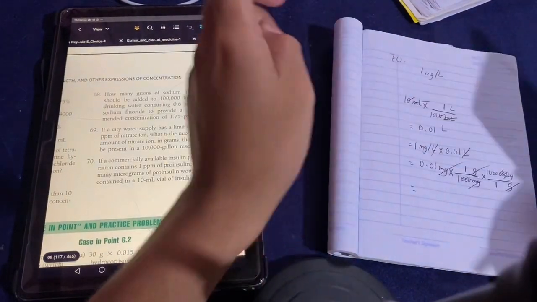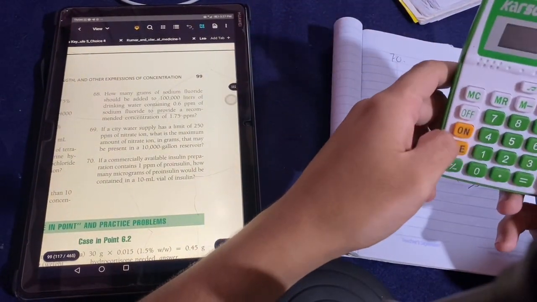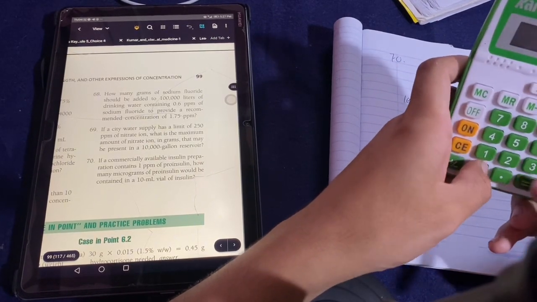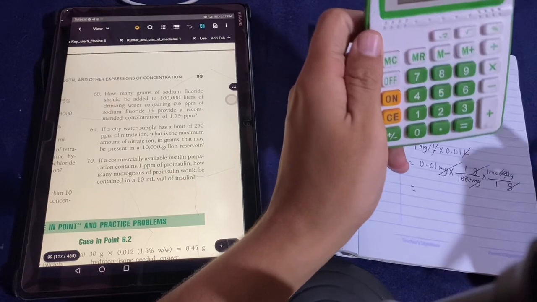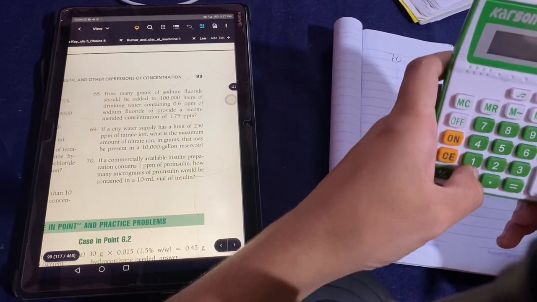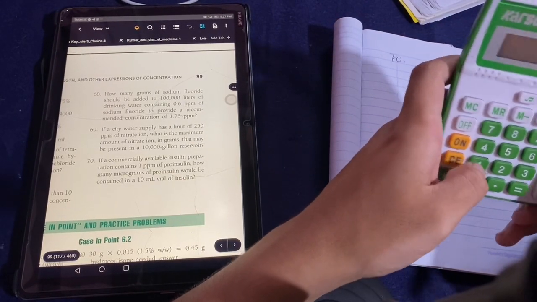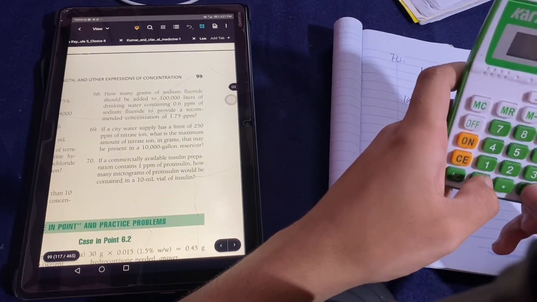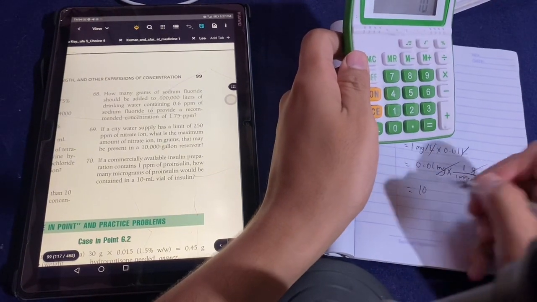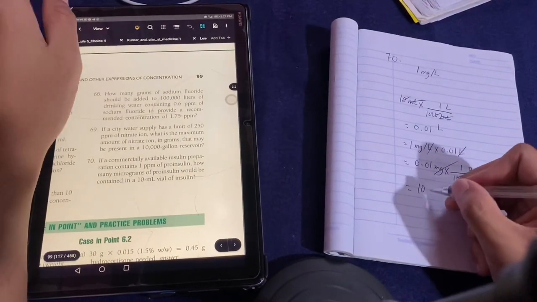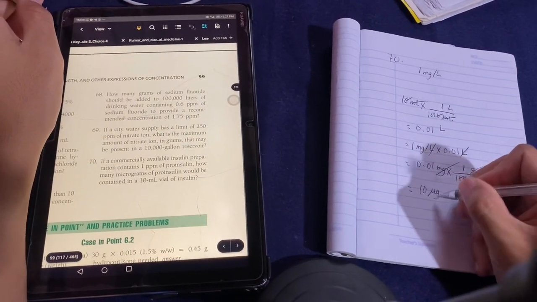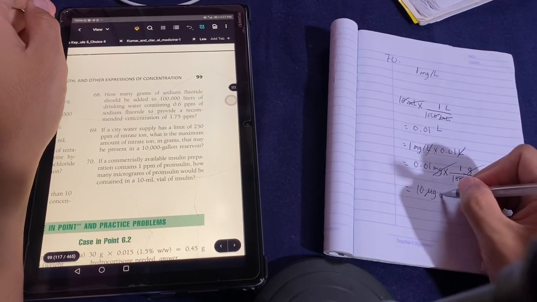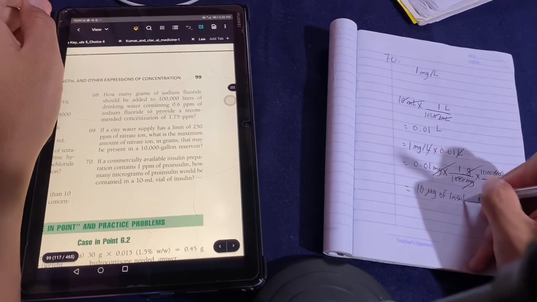So let's see, 0.01 times 1,000 is equal to 10. So 10. Then the unit is micrograms of proinsulin.